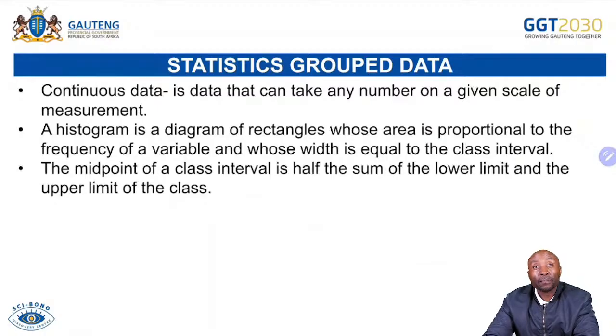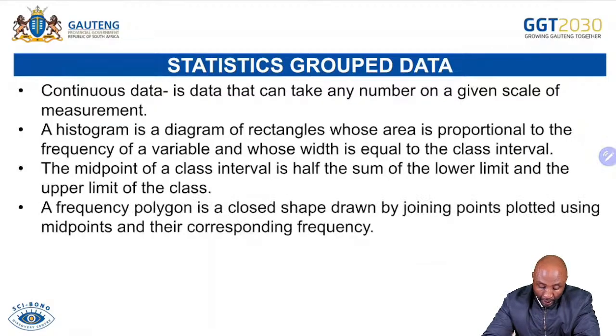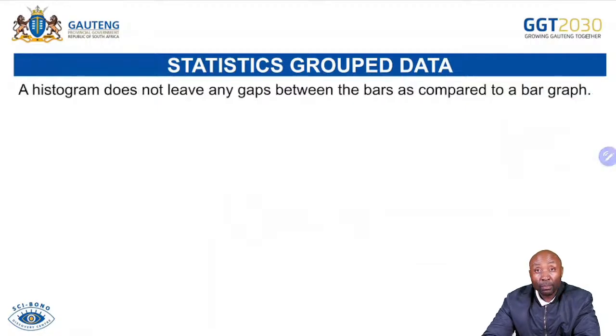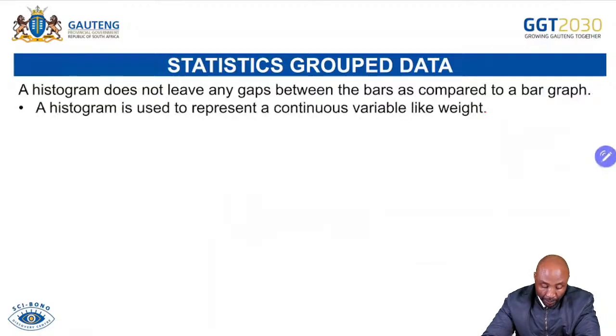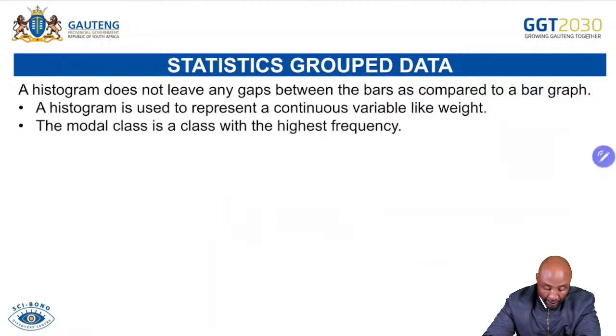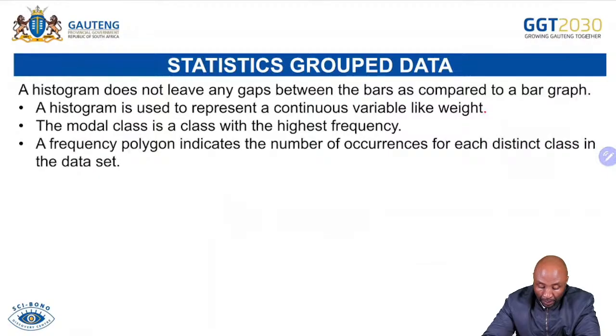For the midpoint of the interval, you add the lower value of the interval and the upper one, and you divide them by 2 to get the midpoint. That's what you use to plot what we call a frequency polygon. The frequency polygon will give us the shape of our represented data. We don't leave gaps, I've indicated that. And the modal class is the class interval with the highest frequency.